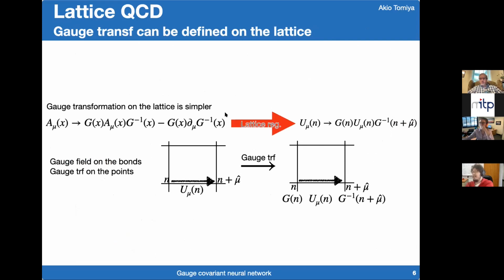And on the lattice, the gauge transformations are slightly modified into this form, the right-hand side, and the continuum degrees of freedom are transformed using this kind of 2-term transformation. But on the lattice, the gauge transformation is defined on the bond, and the gauge transformation is defined on the point. And if the links have the same starting point and ending point, then the gauge transformations are the same. I will use this fact.